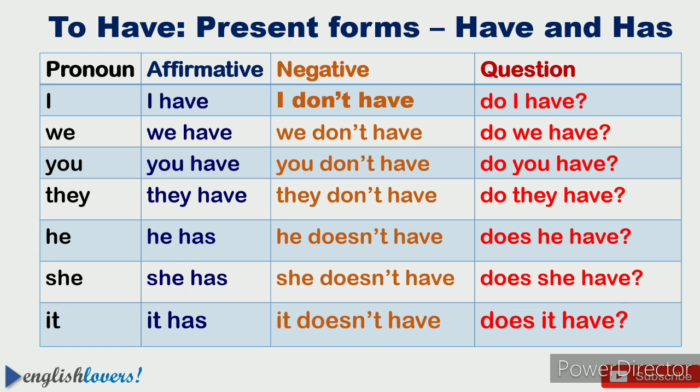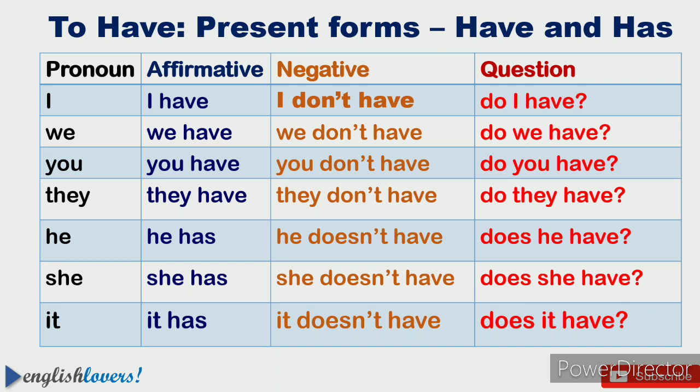Here have is used with the pronouns I, we, you and they, and has is used with the pronouns he, she and it. So when we say I have, we have, you have, they have, or he has, she has, it has, basically what does it mean? It means that I have means I possess something, I am the owner of something. Or he has a pen, so he is the owner of the pen. She has a house, she is the owner of the house. So here have or has shows possession or ownership.